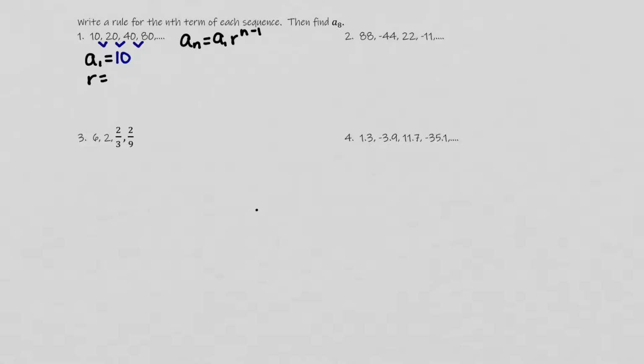And it looks to me, I take 10 times 2 to get 20. 20 times 2 is 40. 40 times 2 is 80. So I'm multiplying by 2. So R is 2. And I'm just going to plug it into this formula. So a_n is going to equal 10 times 2 to the n minus 1 power.